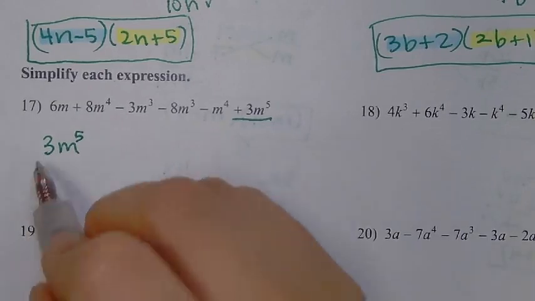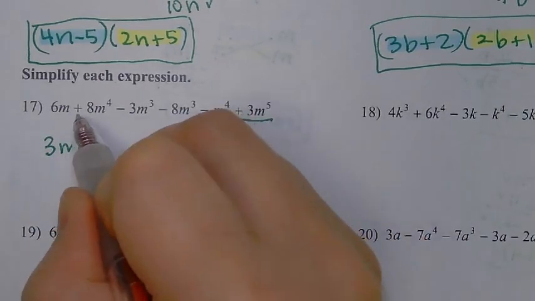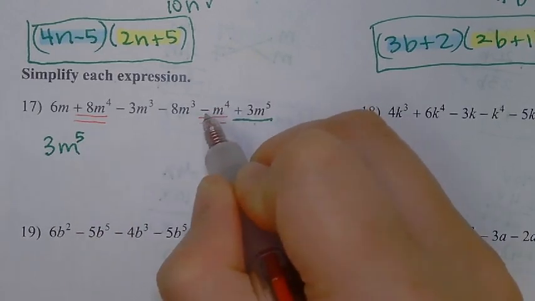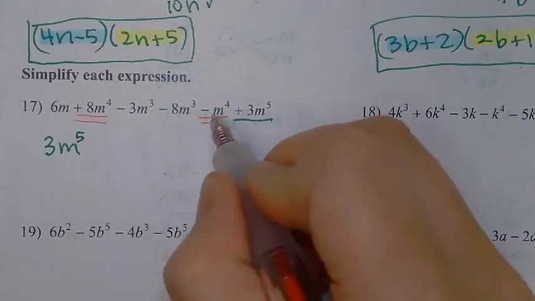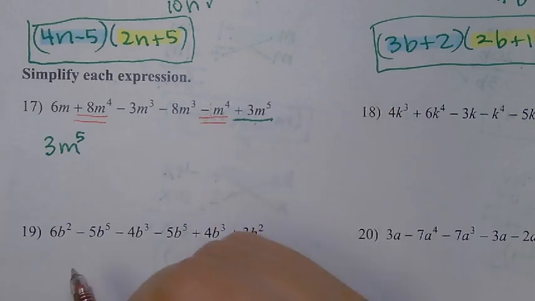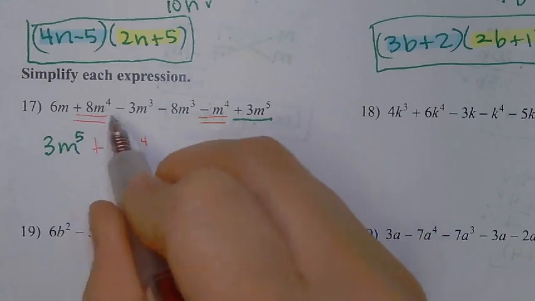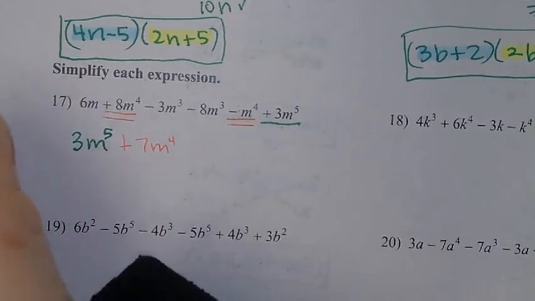All right. And I'm going to look for my next highest exponent. And I'm like, oh, this is 8m to the 4th. And there's another, a minus m to the 4th. 8 minus 1, remember there's that invisible 1 there, is plus 7m to the 4th. Remember, we're not changing the exponents, we're just adding and subtracting the coefficients.